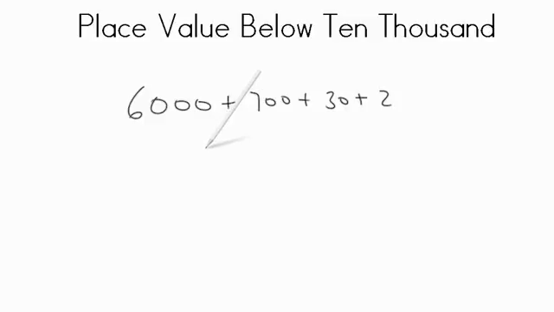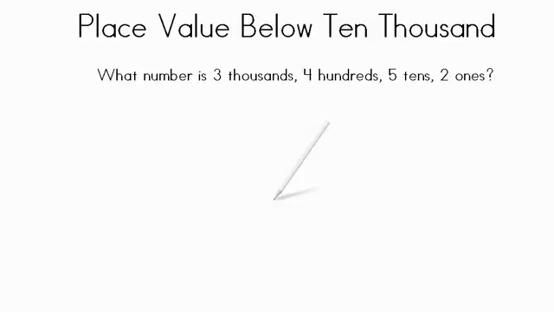If you came up with a number 6,732, you're completely correct. One of the things you can notice here is that when we slide them all together, the zeros all disappear. Okay? And you have a number of 6,732. Let's try one more.